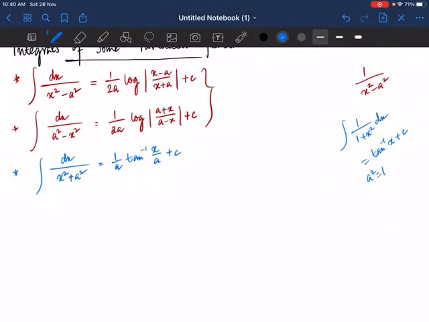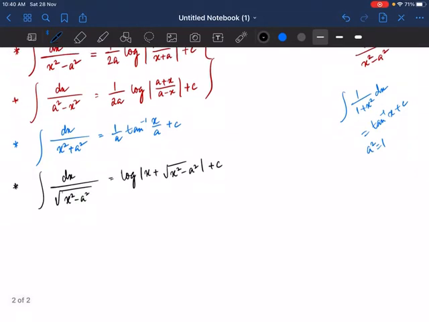So now the fourth one, what we have is, it's given by integration of dx divided by square root of x square minus a square. Now the formula of this one is log of x plus root over of x square minus a square plus c. So you have to remember these formulas.